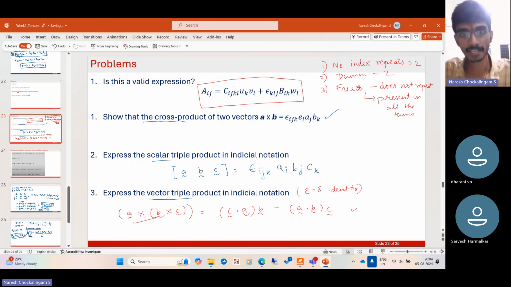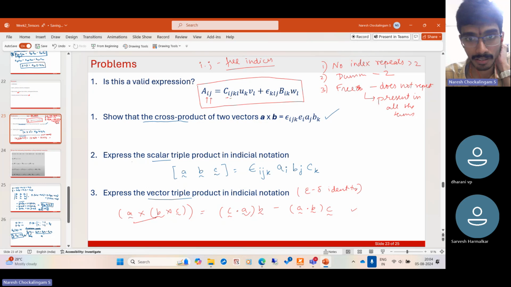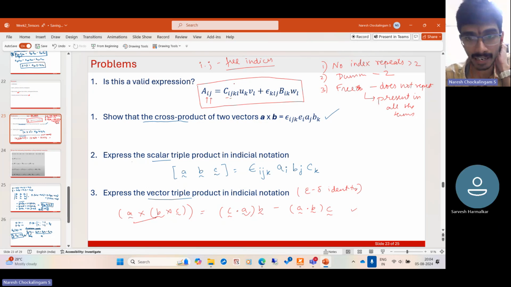Now let us look at this expression. On the left hand side, we have i and j, which are not repeated. So i and j are free indices, which means on the right hand side, in all the terms, i and j should appear only once. So let us see the first term. Here i is appearing once, j is appearing once. So this condition is okay. In this term, the free index is appearing exactly once, so this term is okay with respect to the free indices.